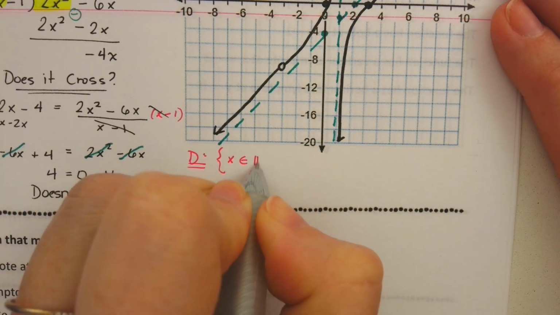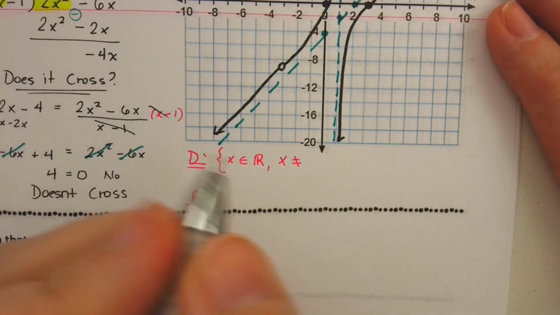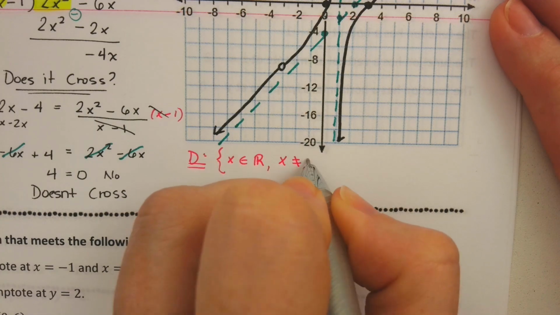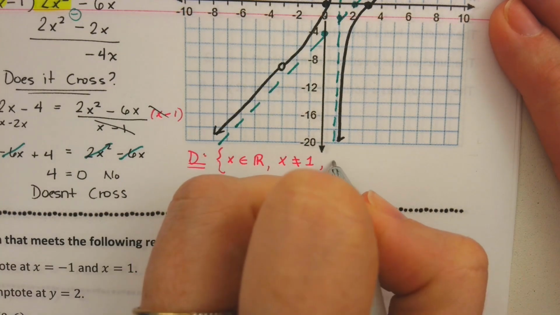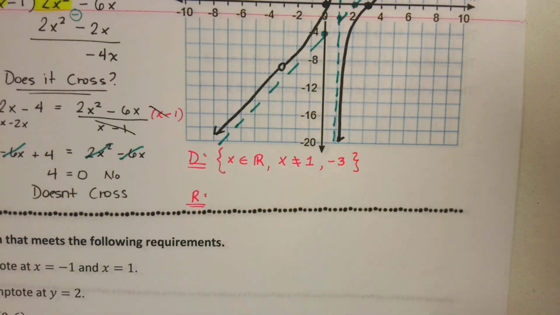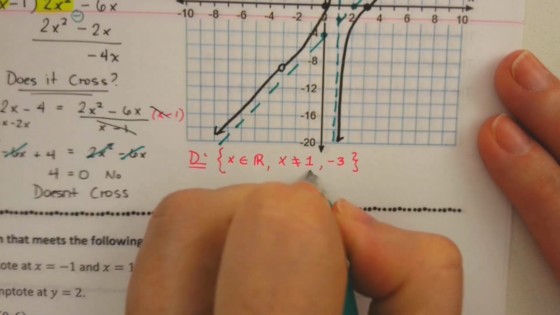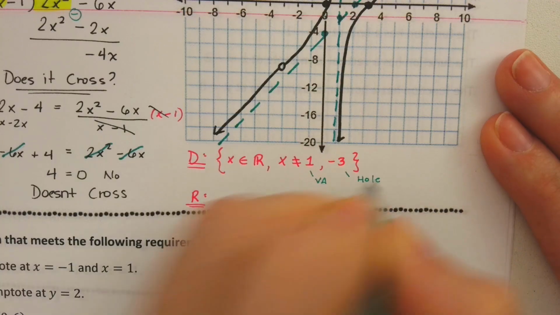So when we exclude different numbers, we're going to say x is in the set of real numbers, except it's not the vertical asymptote, which was at what number? 1. And it's also not the x value of the hole. What was the x value of the hole? Negative 3. Feel free to label why we did that. This one was the VA. This one was the hole.